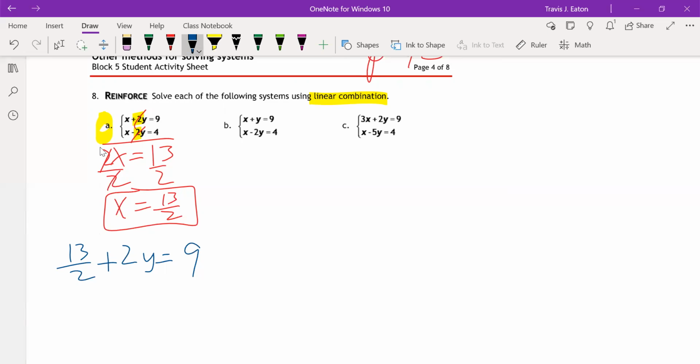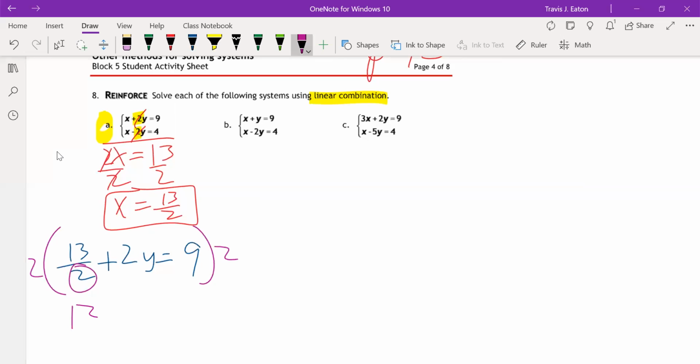And I bet you're probably going, but there's a fraction. I hate fractions. Remember what I showed you a while back about when you've got a fraction in an equation, how you can easily manipulate the equation to get rid of it? You multiply the entire equation by the denominator, or the common denominator if there's more than one fraction in the equation. In this case, it's 2. So 2 times 13 over 2, basically all that does is get rid of your denominator. So the 13 is there when you multiply that. Now I'm going to multiply 2 times 2y, which would be 4y, and 2 times 9 is 18.